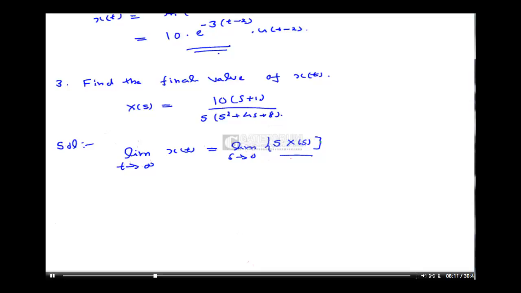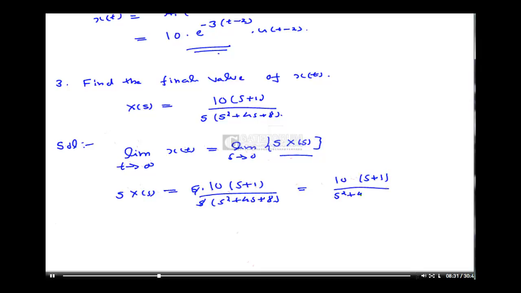See, first of all, it should converge. So now what will happen? s X(s) is equal to 10(s+1) upon s(s² + 4s + 8). Okay, so if we find the poles, s² + 4s + 8 equal to 0, poles are nothing but the roots of the denominator.